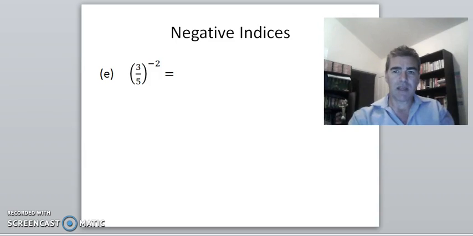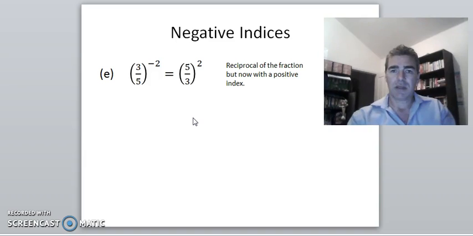So we'll have a look at one last example that's a little bit more involved. This time we've got a fraction to a negative index. So we'll have a look at what happens this time. I'm going to change that. Can you notice what's happened? The 3 and the 5 have now swapped, and the index is no longer negative, it's now positive. So what do we call it when the numerator and denominator have swapped around? We call that the reciprocal. So we've got the reciprocal of the fraction that we started with, and now we have a positive index.